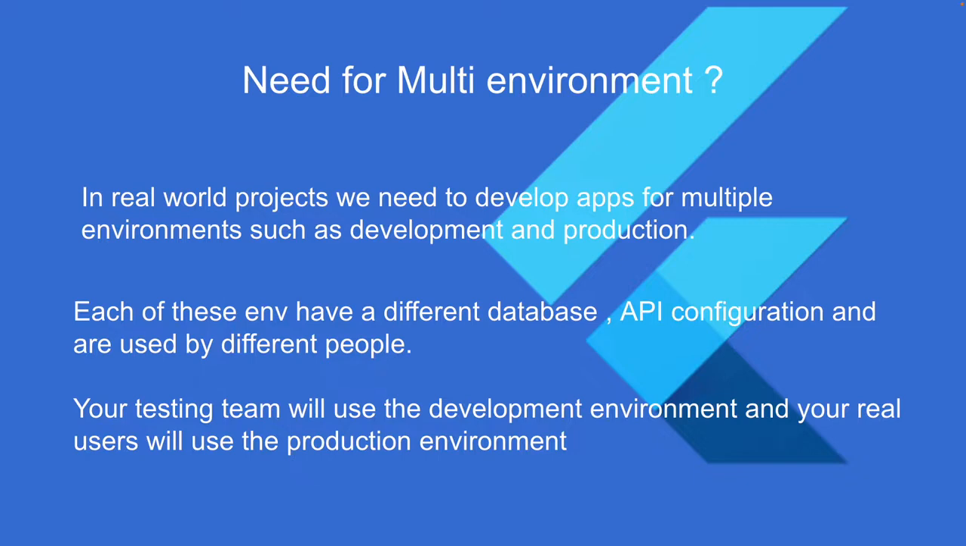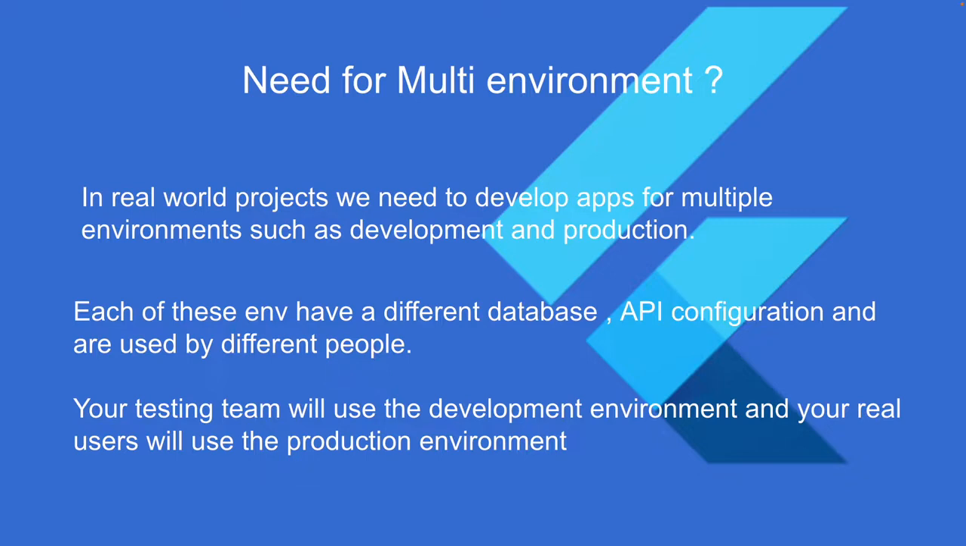So in real world projects we need to develop apps for multiple environments such as development and production. Each of these environments has a different database and API configurations and is used by different people. So your testing team will use the development environment, and your real users on the Play Store or App Store will use the production environment.